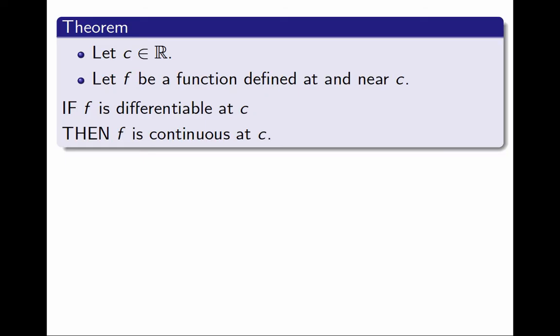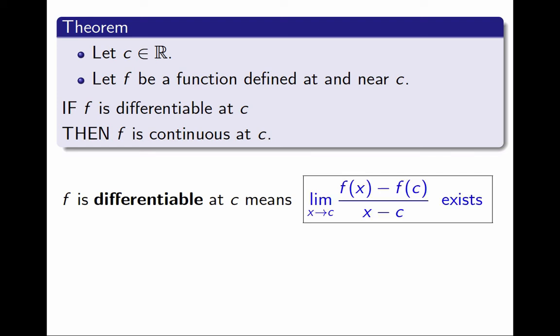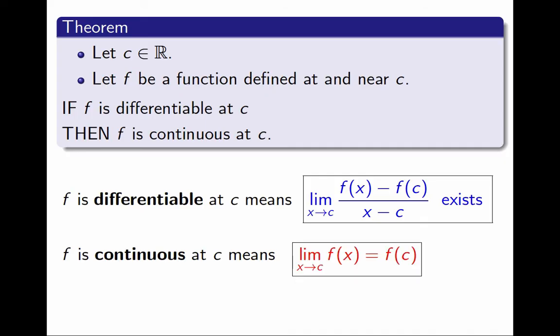As a reminder, saying that f is differentiable at c means that the limit in the definition of derivative at c, (f(x) - f(c)) over (x - c), exists, and is therefore a number. And saying that f is continuous at c means that the limit of f(x), the function itself, equals f(c). Notice that these are two different limits.